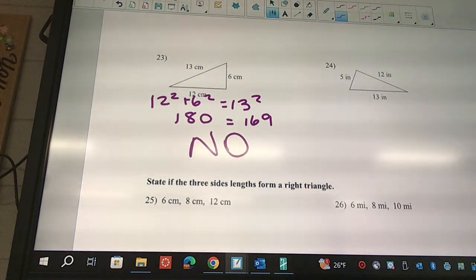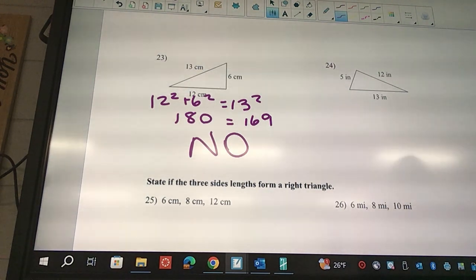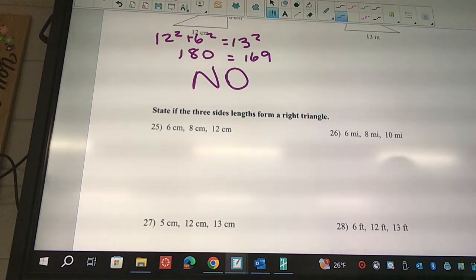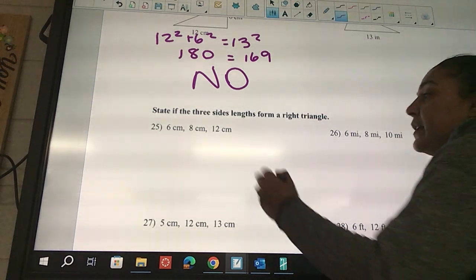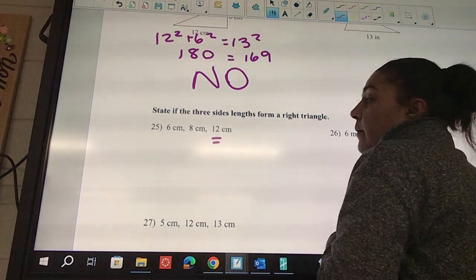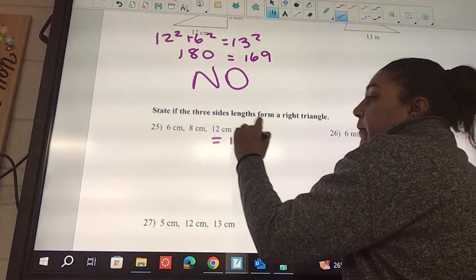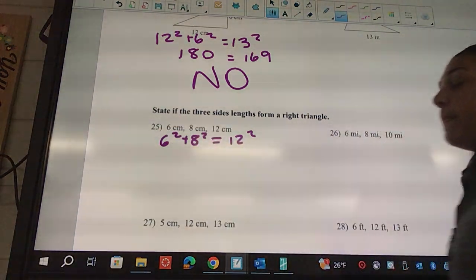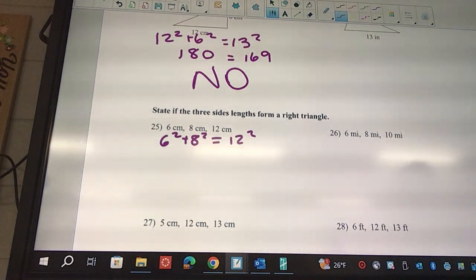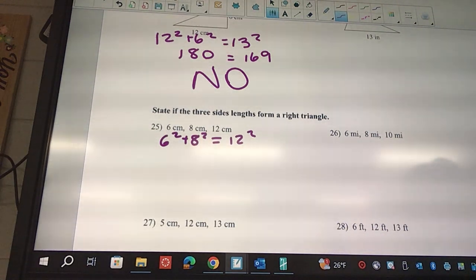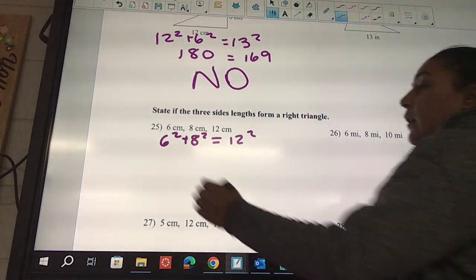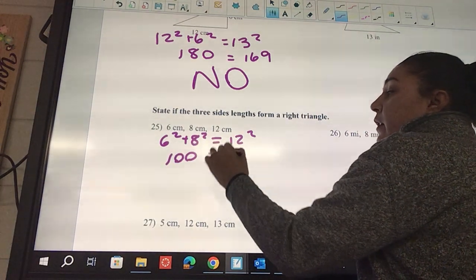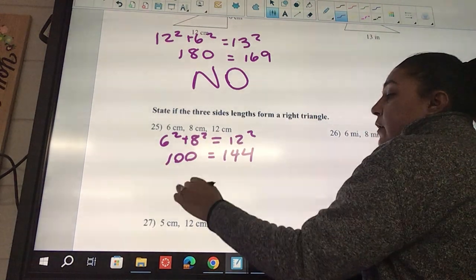Okay, state if the three sides form, so it's the exact same thing, there's just no triangle there, okay? Which one has to be my C? 12 squared. Okay, so I'm gonna get 6 squared plus 8 squared. What is 6 squared plus 8 squared? 100? And 144, so this is gonna be a no.